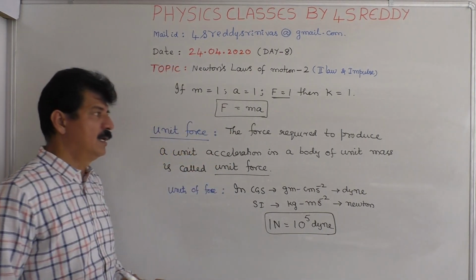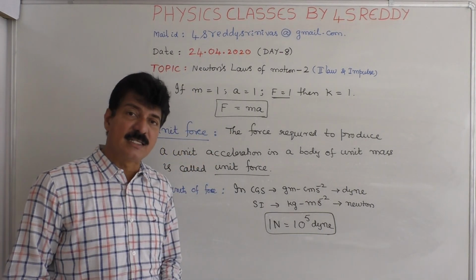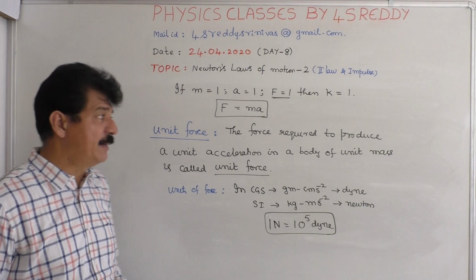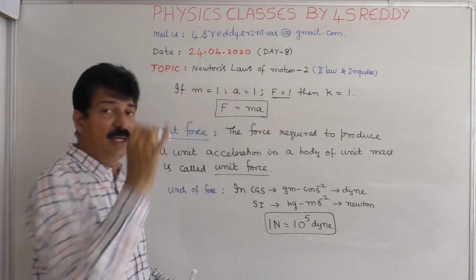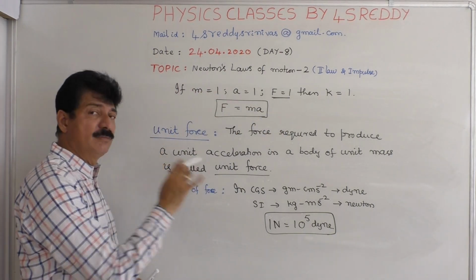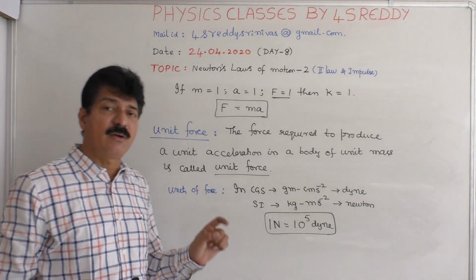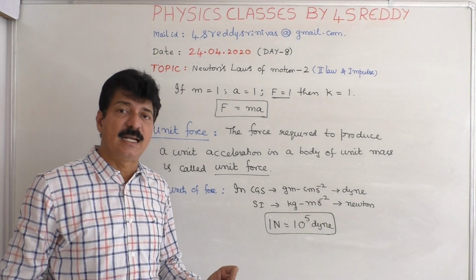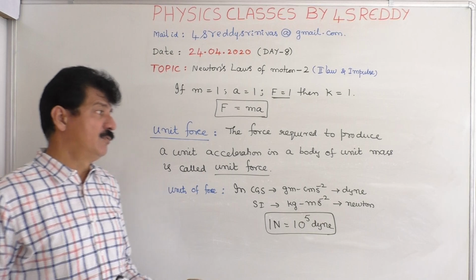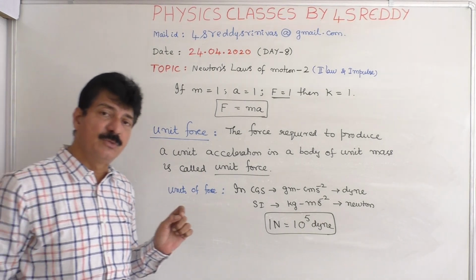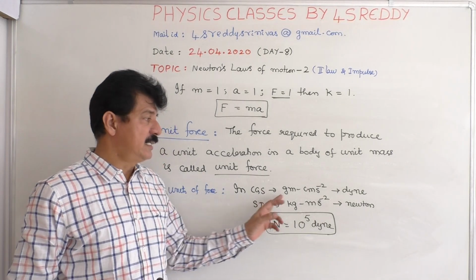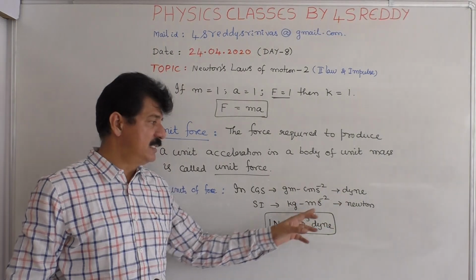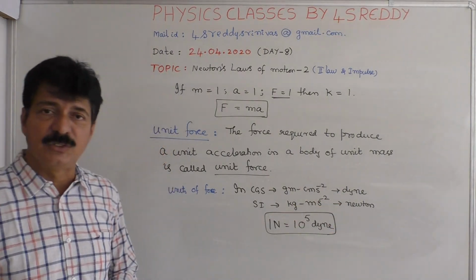This is about the significance of Newton's second law. It gives the magnitude of force, that is a physical measure, and also the definition of unit force. The force required to produce a unit acceleration in a body of unit mass is called the unit force. In CGS it is expressed in dyne, and in the SI system it is in Newton.